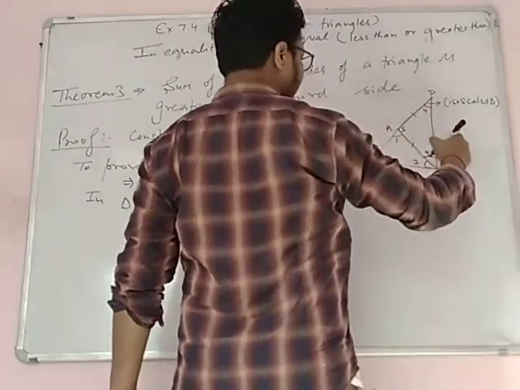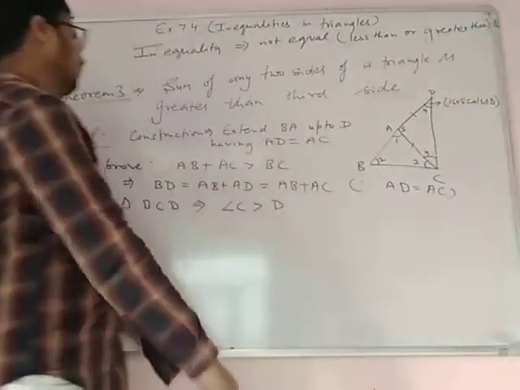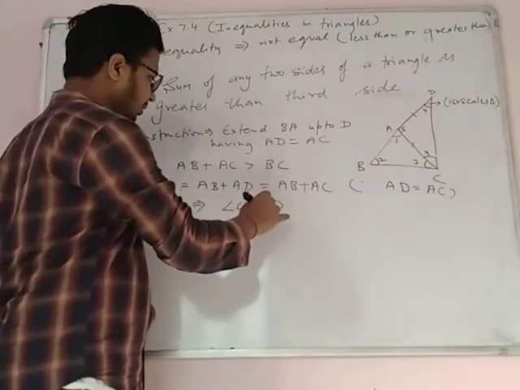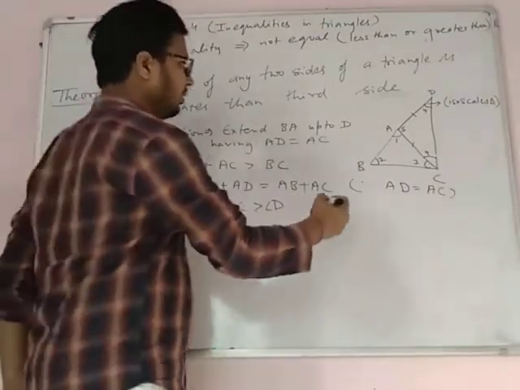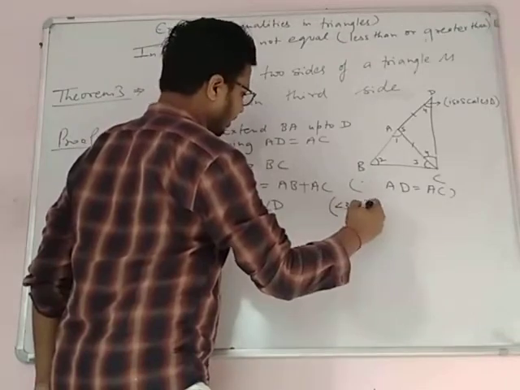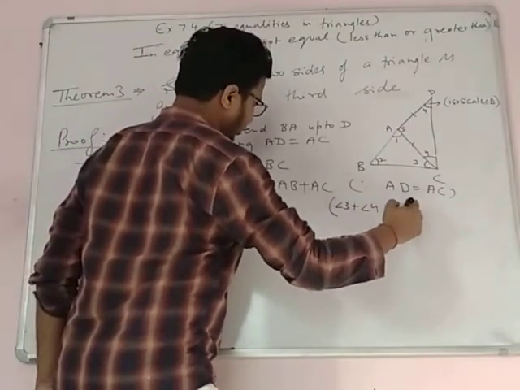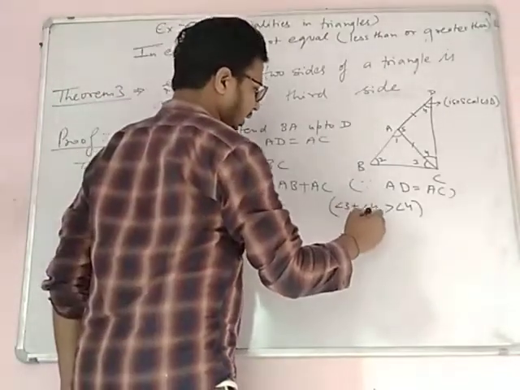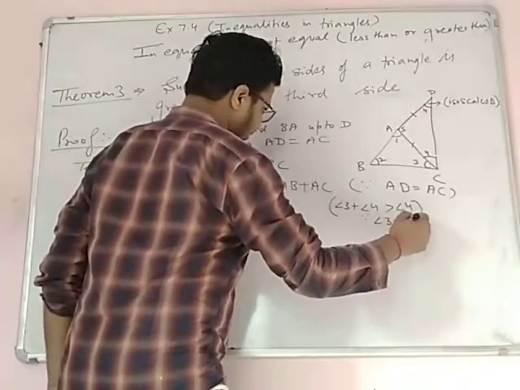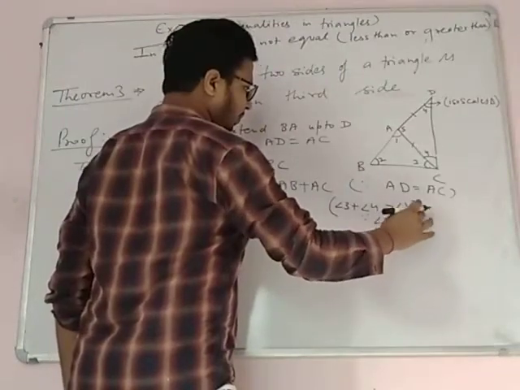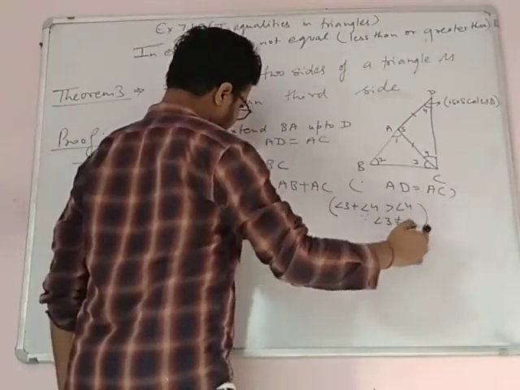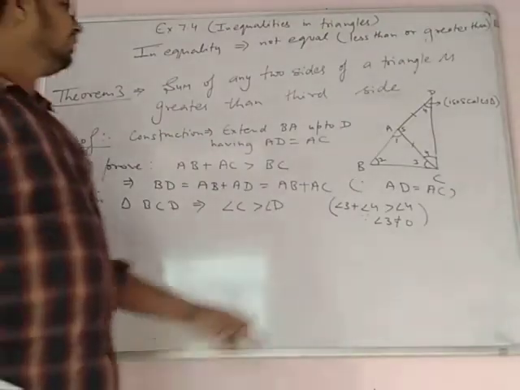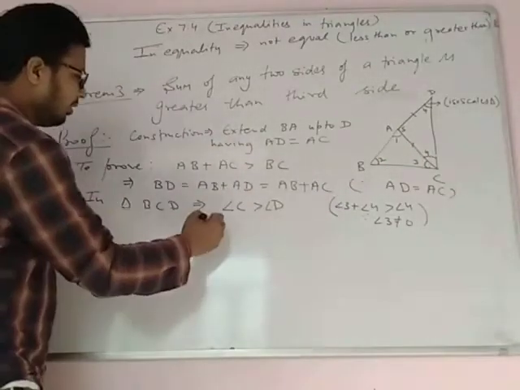ये दोनों साइड इक्वल थी, इसलिए दोनों एंगल क्या होंगे, इक्वल होंगे. Angle C is greater than angle D. As you know कि angle C plus angle 4 will always be greater than angle 4. Yes, because angle C cannot be equal to 0. Understand that?